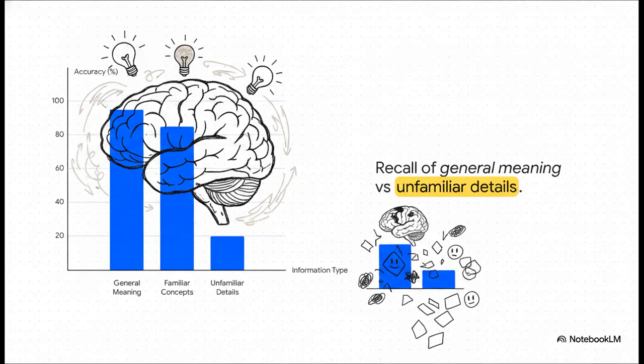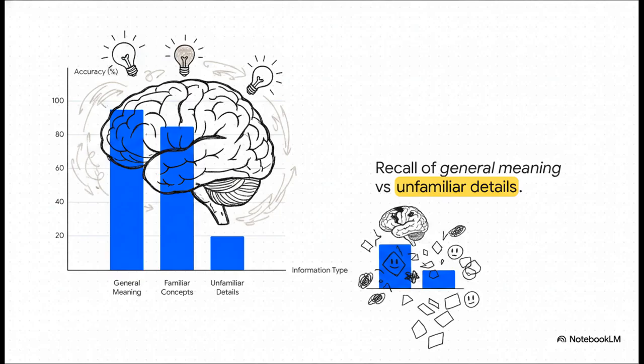When we look at the data, a very clear pattern emerges that brilliantly illustrates this whole phenomenon. Notice how high the recall is for general meaning and familiar concepts. Participants almost always successfully remember the broad strokes of the material, especially when that information perfectly aligns with their existing schemas. But then look at the drastic drop-off for unfamiliar details. Information that is inconsistent with what a participant already knows is recalled terribly.